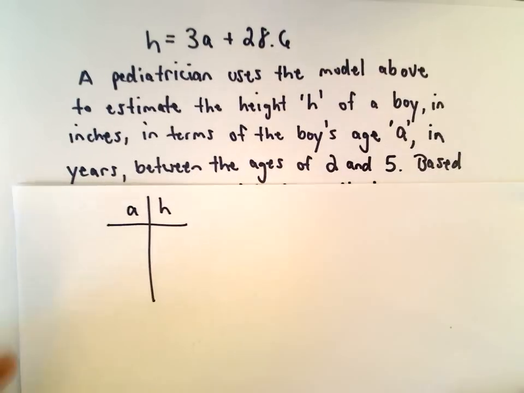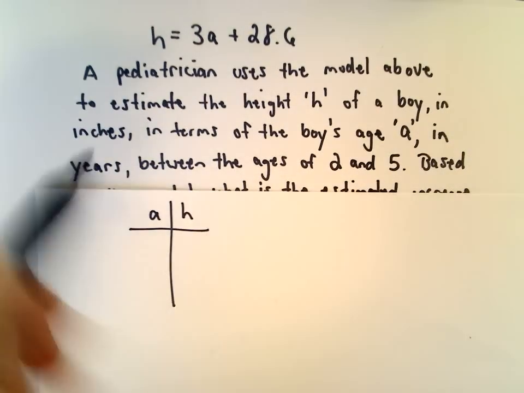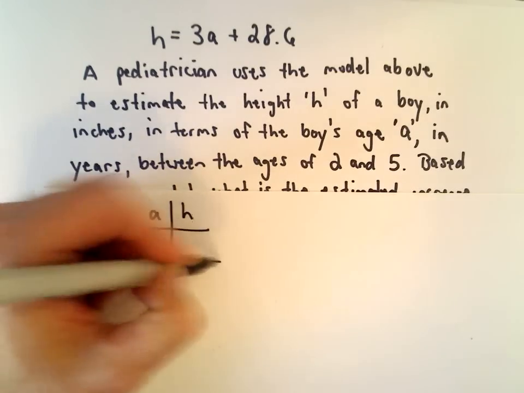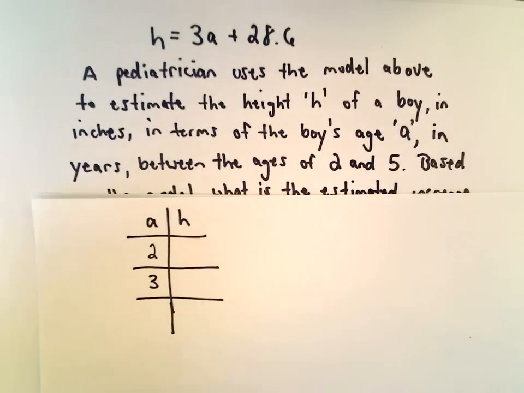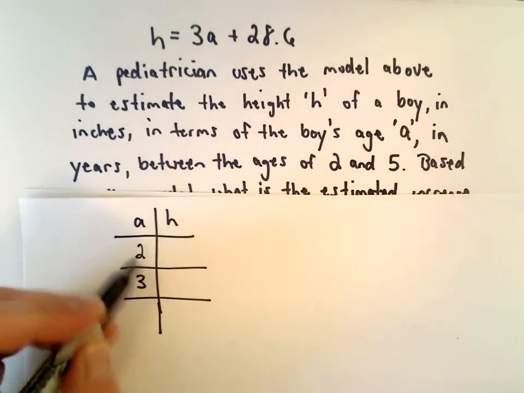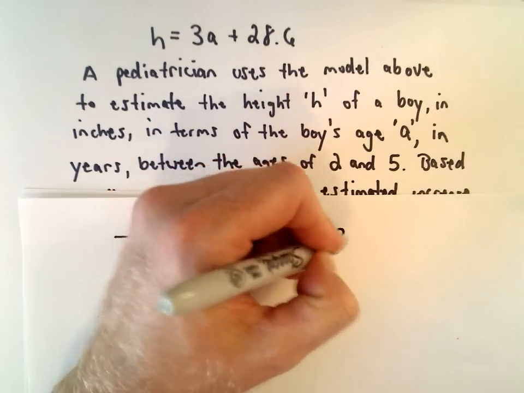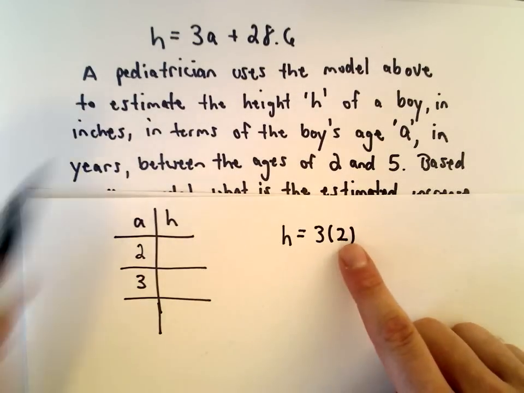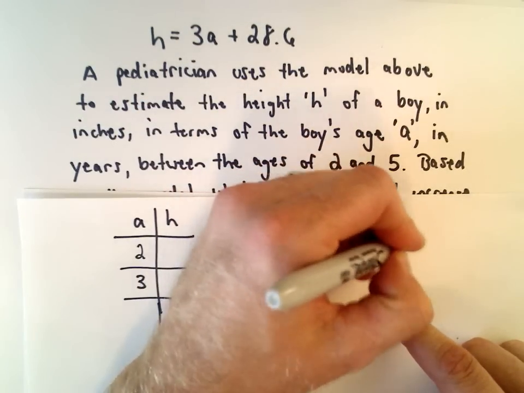But okay, let's just go back to plugging in some values. We use the person's age between 2 and 5, so I could plug in an age of 2, an age of 3, and you could plug in some more values, but really just going from one year to the next will be enough to figure it out. So when a equals 2, we'll have h equals 3 multiplied by 2, I'm just substituting in 2 into the equation, plus 28.6.